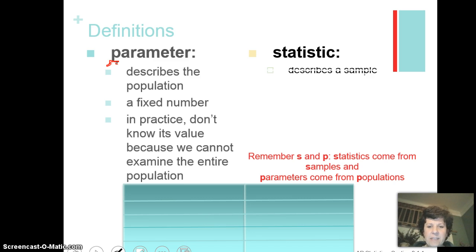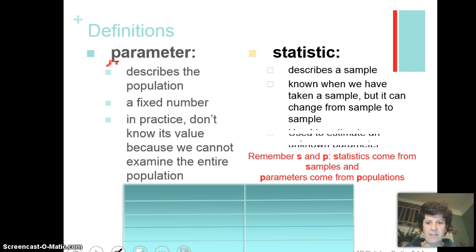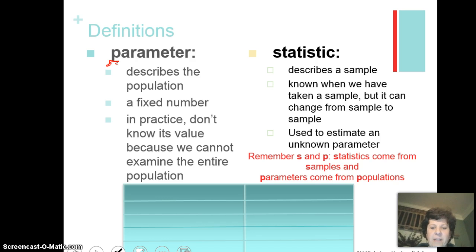And a statistic describes a sample. It is known when we have taken a sample, but it can change from sample to sample, and that's what's so important. If I take a sample over and over of the same size, every time, or most every time, it's going to give me a different standard deviation, a different mean, depending on who I get or what I get in that sample. It's our best estimate, though, to find an unknown parameter.